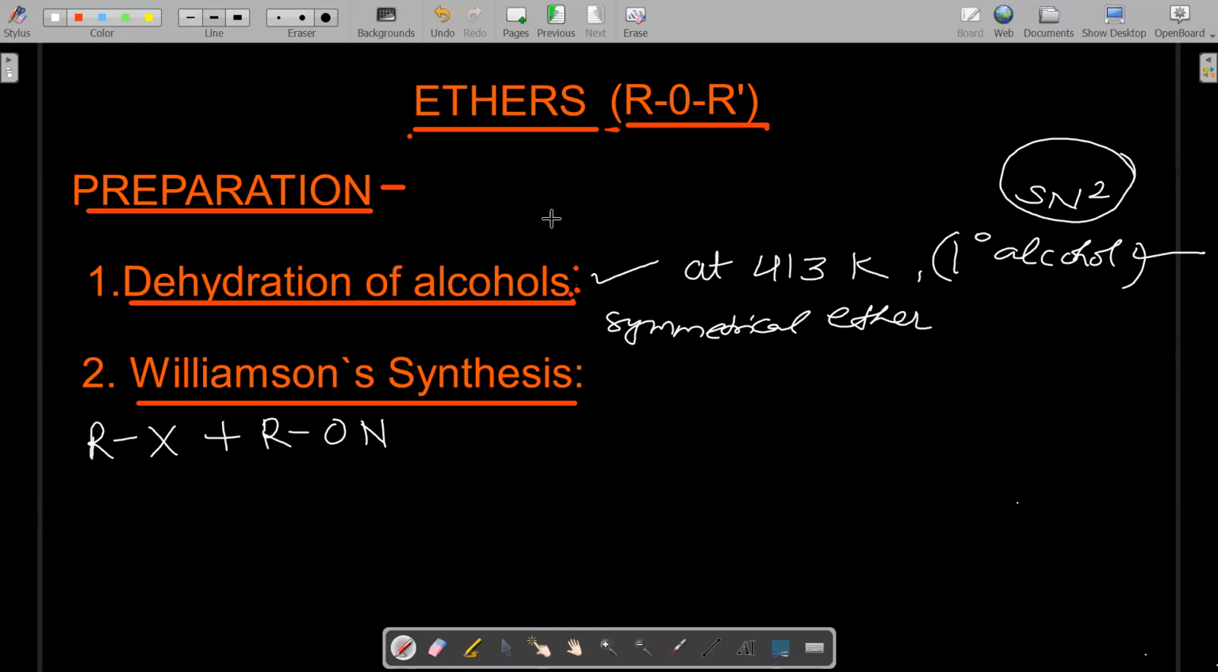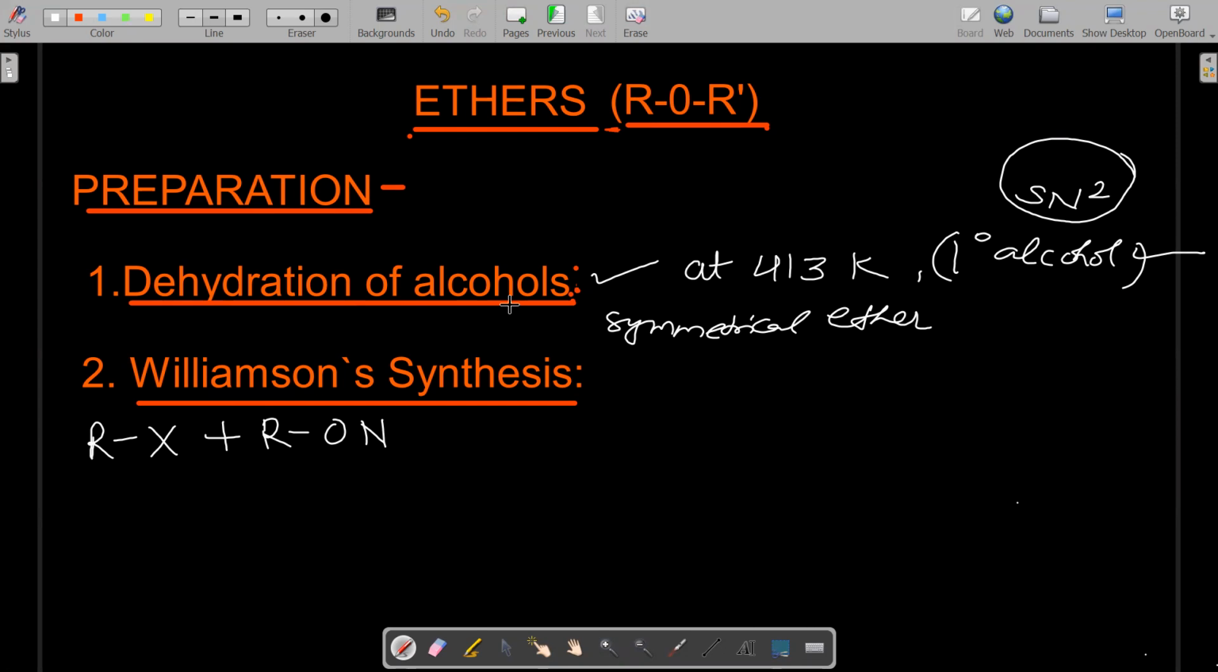Hello students, today we are going to discuss the preparation and properties of ethers, that is R-O-R'. Before this we have discussed alcohols and phenols, preparation and properties. So continuing the same chapter, we'll discuss ethers today. So first is the preparation. For preparation of ethers, there are two methods.